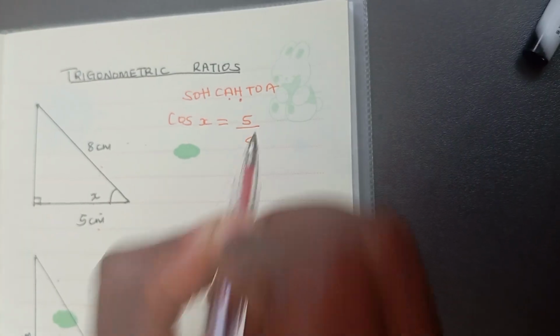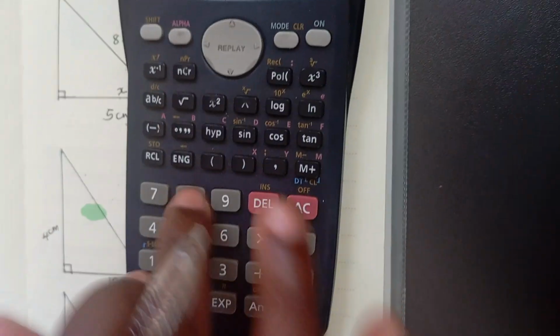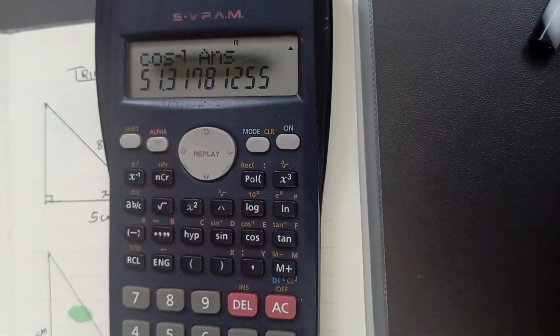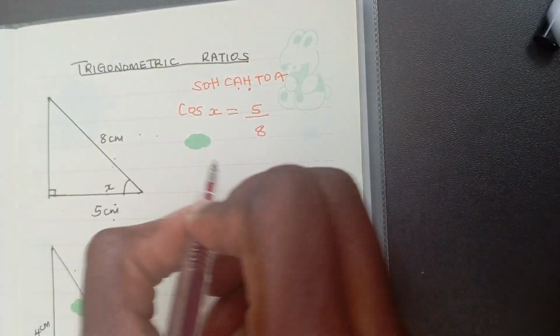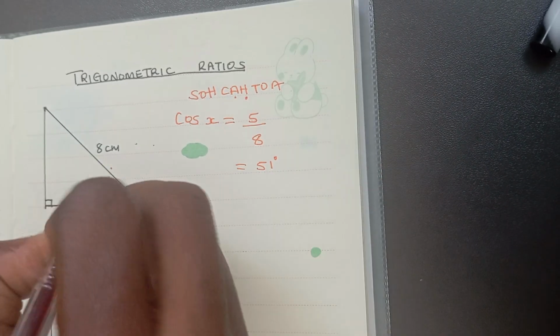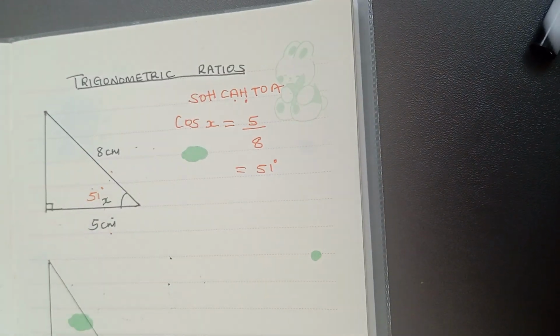So the most suitable ratio here is cosine. We are going to solve cos x is equal to the adjacent, which is 5, over the hypotenuse, which is 8. So we do 5 divided by 8, which is 0.65. Then shift cos, your answer, 51.3. So this angle there is 51.3 or just 51 degrees.